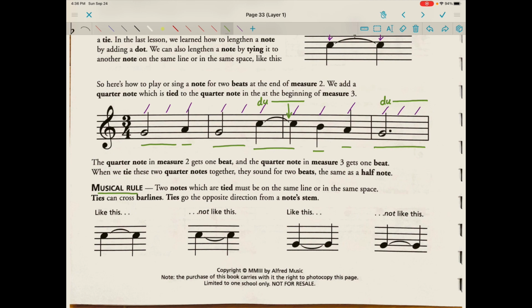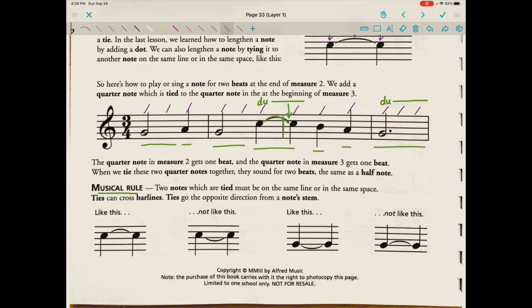Musical rule: 2 notes which are tied must be on the same line or in the same space. Ties can cross bar lines just like they did here. Here's your bar line. In fact, that's the most common reason for using them. When we want something like a 2 beat note and only 1 beat will fit in the measure, we can tie it to a note in the next measure. Ties can cross bar lines.